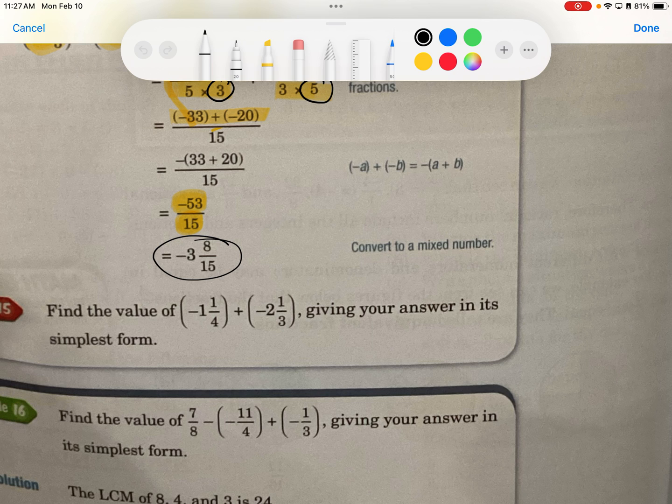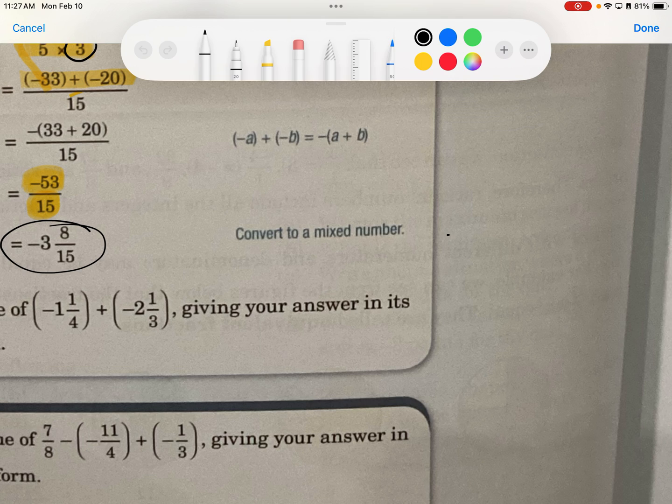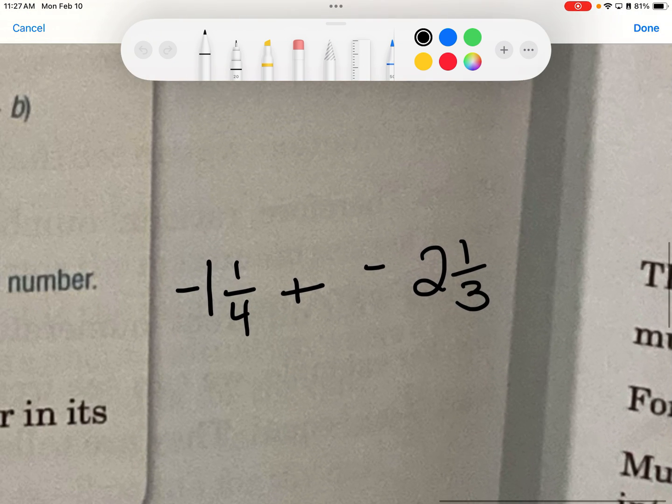So let's do this again with these two. We've got -1 1/4 plus negative 2 1/3. First we're going to change them into improper fractions. So we would end up with negative 5/4 plus negative 7/3. Okay, so we want the denominators to be the same.